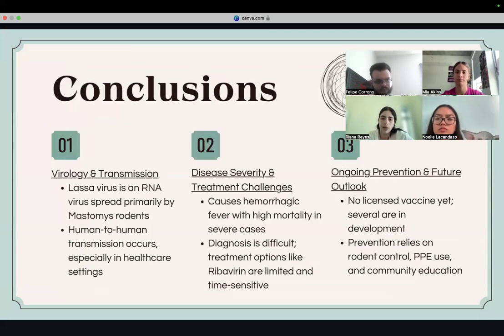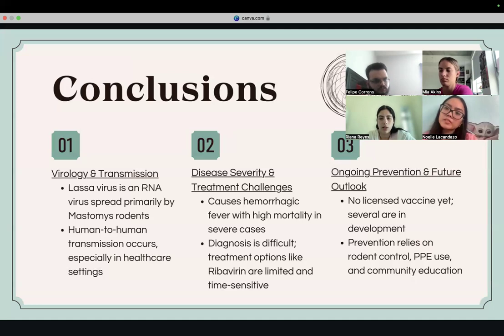To close out our presentation, I'd like to highlight the 3 key takeaways about Lassa virus. So first, in terms of virology and transmission, this virus is a single-stranded RNA virus in the arenavirus family. It's primarily transmitted to humans through exposure to infected rodents, infected rodent urine or droppings, which is often through contaminated foods, surfaces, or air particles. In more severe outbreaks, like we saw, human-to-human transmission can occur, especially in hospitals or households where there is close contact with these sick individuals. This makes the virus particularly dangerous in healthcare settings, especially those that lack adequate infection control.